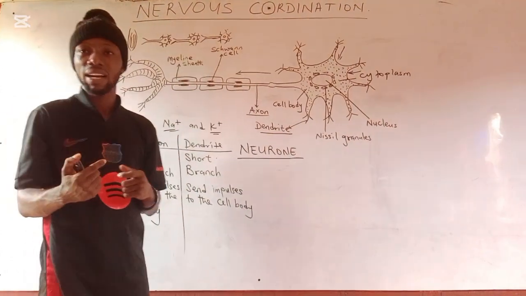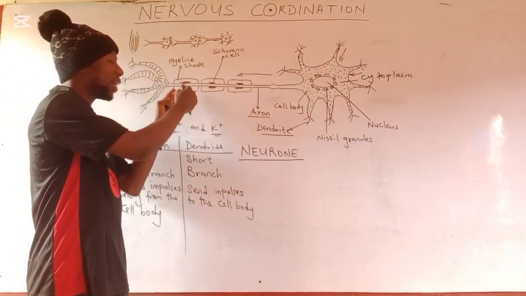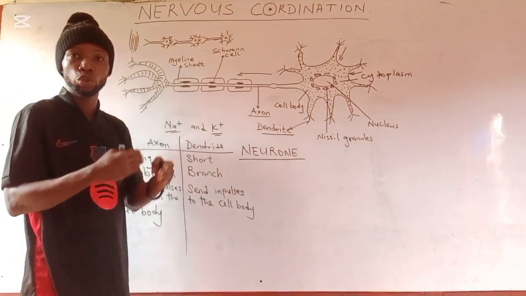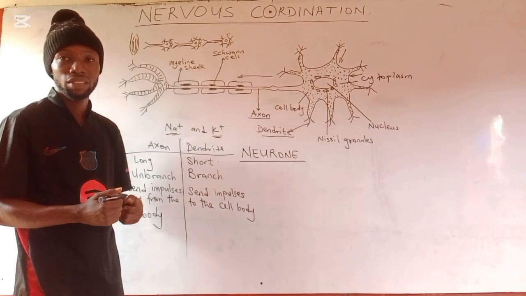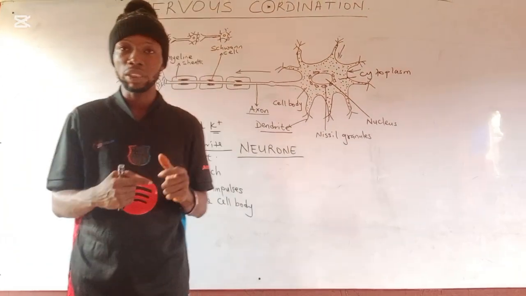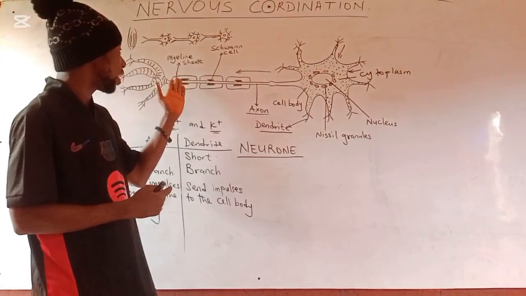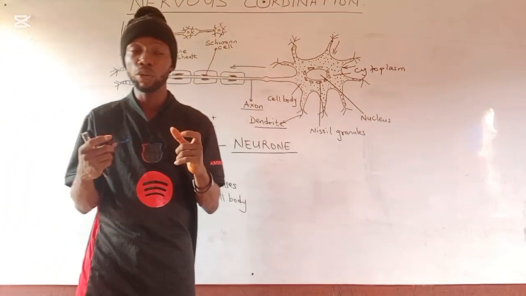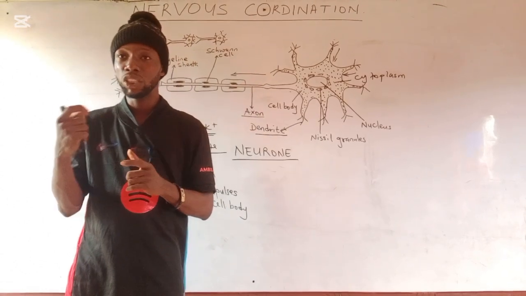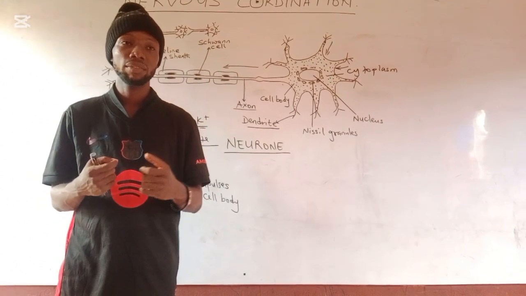Now, what are the functions of the myelin sheath? Myelin sheath here makes the rate of impulse transmission more rapid. That is, it increases the rate of impulse transmission in the neuron. Because of that, we have two types of neuron. We have neuron with myelin sheath, and we have neuron without myelin sheath.